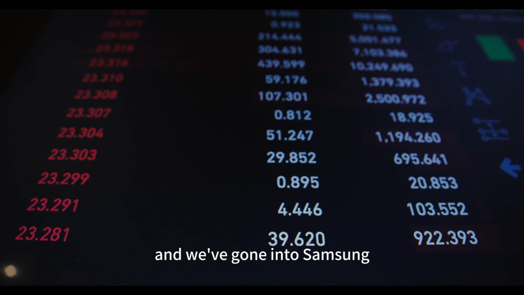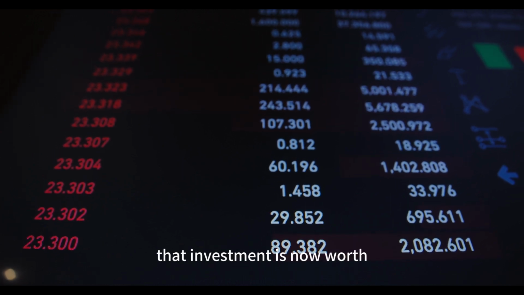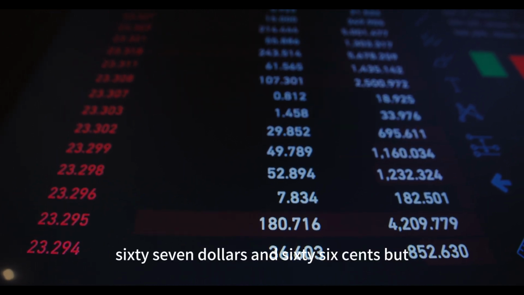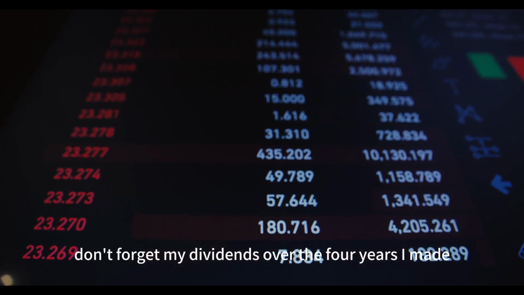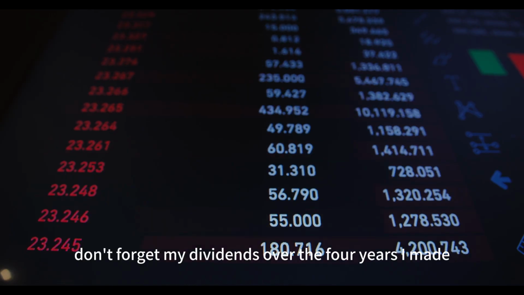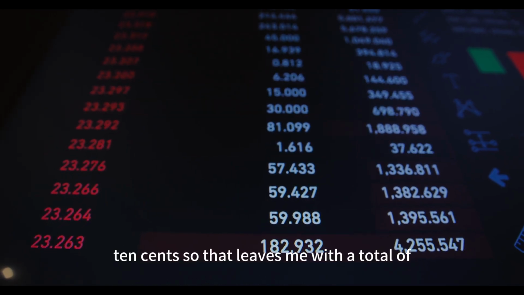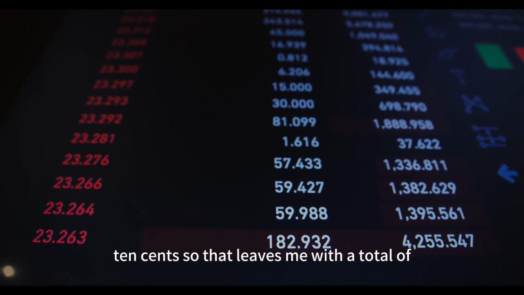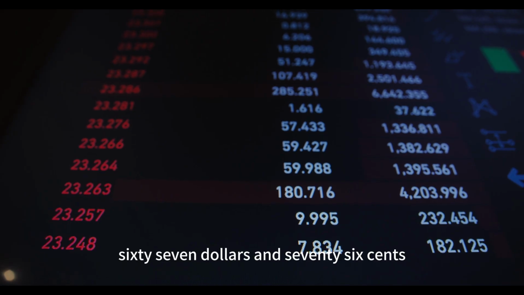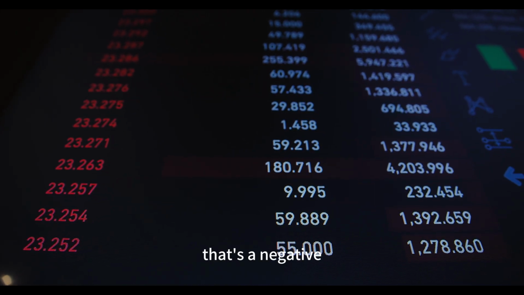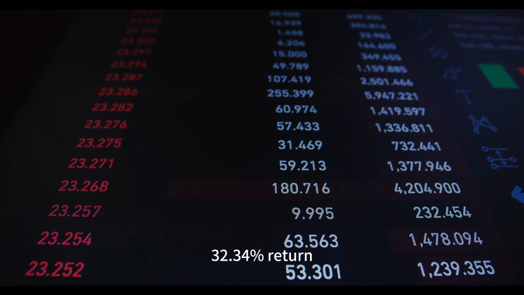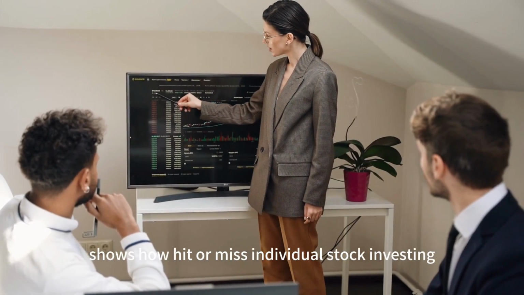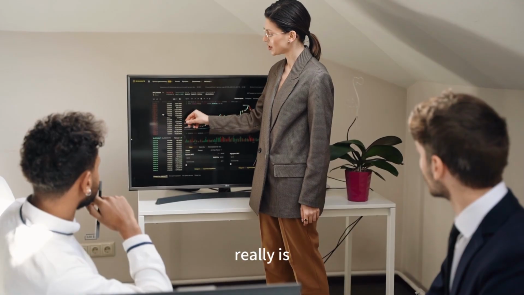And we've gone into Samsung. That investment is now worth $67.66, but don't forget my dividends. Over the 4 years, I made 10 cents. So, that leaves me with a total of $67.76. That's a negative 32.34% return. This example perfectly shows how hit or miss individual stock investing really is.